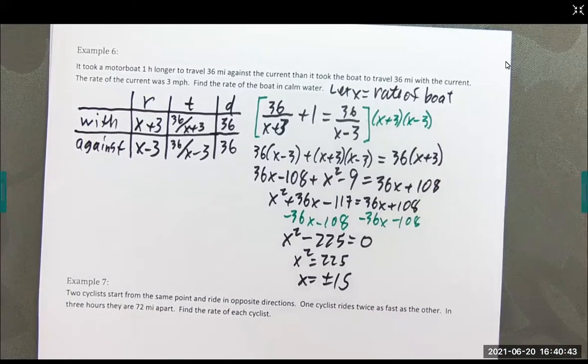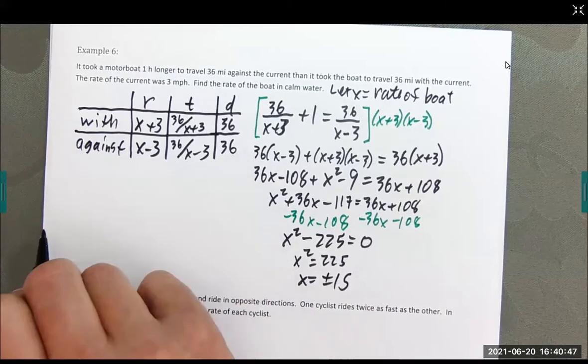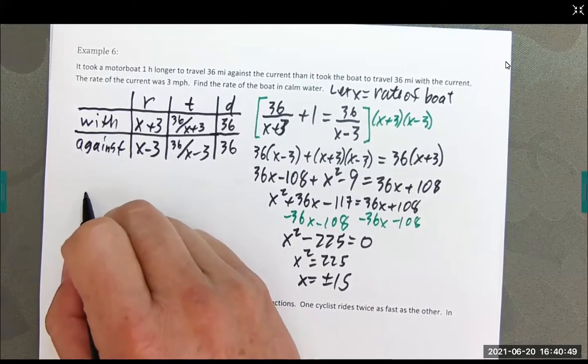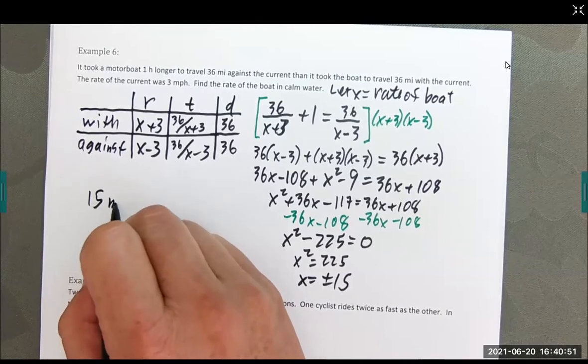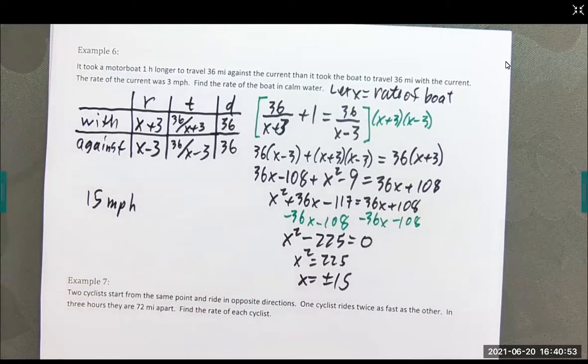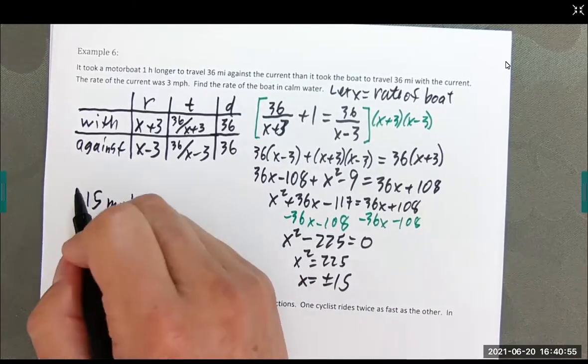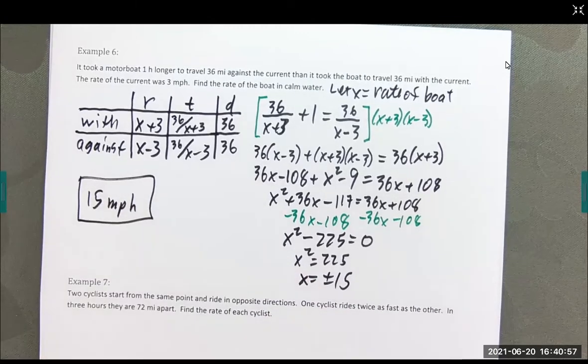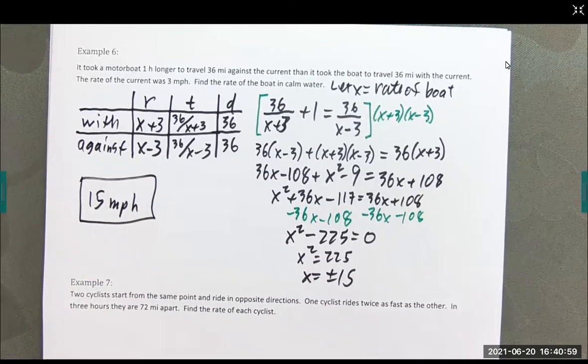When we're talking about a rate. So what's the overall rate of the boat? So the boat goes 15 miles per hour. That is the rate of the boat. All right.